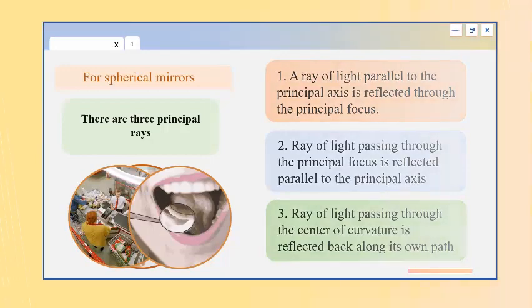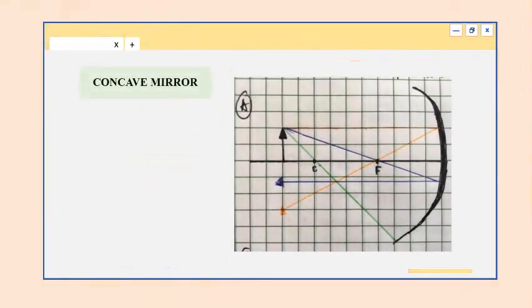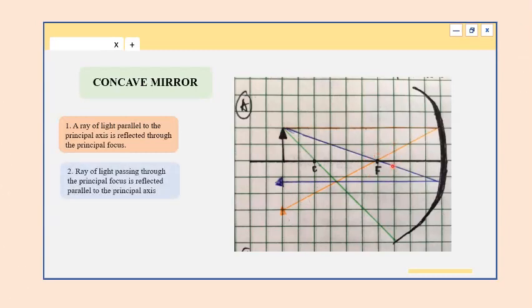This is a ray diagram of a simple concave mirror. So, using the three rules of principal rays, you can see here. The first one, a ray of light parallel to the principal axis is reflected through the principal focus. Another ray of light passing through the principal focus is reflected parallel to the principal axis. And lastly, a ray of light passing through the center of curvature is reflected back along its own path.